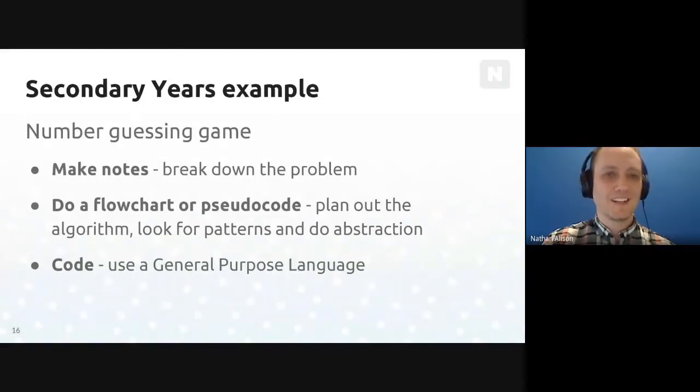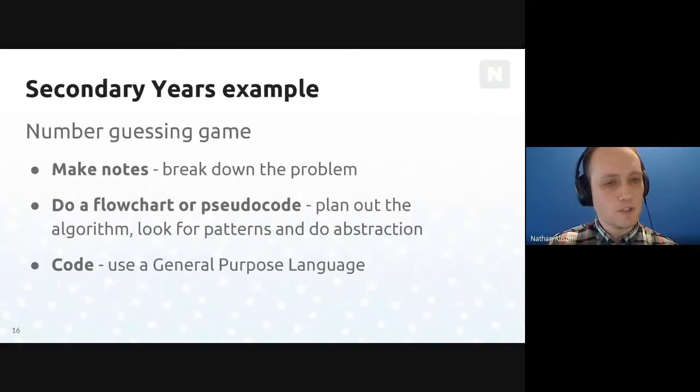Apologies, everyone. For the secondary years, I want to give the example. This is a typical coding challenge, a number guessing game. In this case, we're developing an algorithm for a number guessing game. The computer is trying to guess your number between 1 and 100. So you think of a number, the computer is going to try and guess it. So that's the program we're going to try and make.